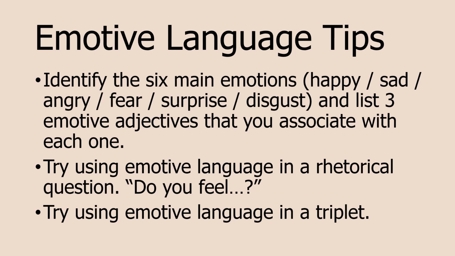So, some tips on how you can use emotive language in your writing. There are 6 main emotions. In my classroom I have an emotion wheel. You might have seen one of these before. The 6 main emotions are happiness, sadness, anger, fear, surprise, and disgust. And from that you can get a variety of other words that are associated with each of those main emotions.